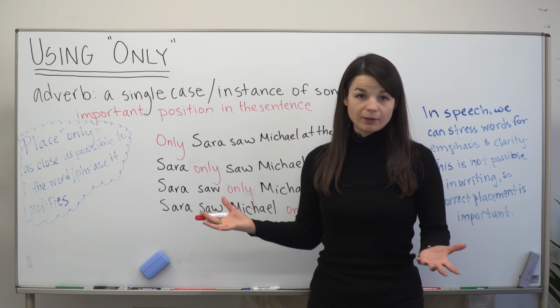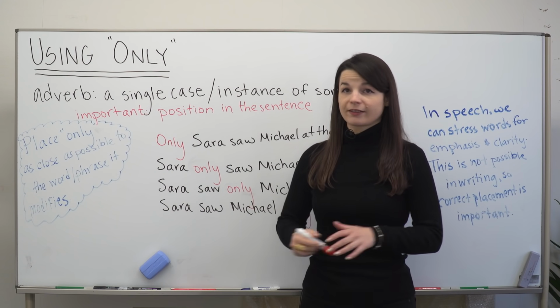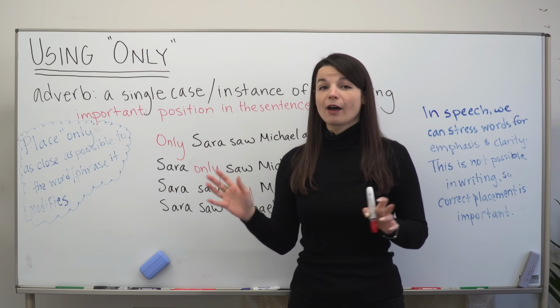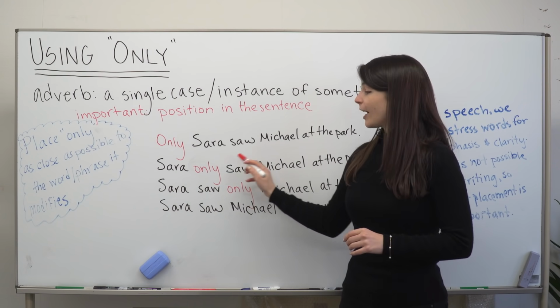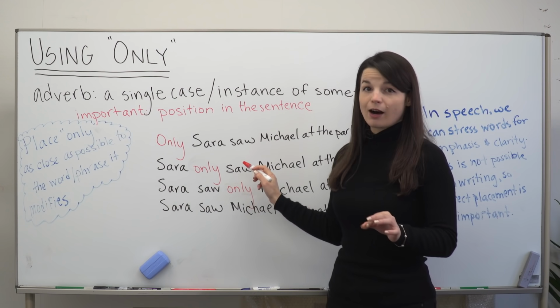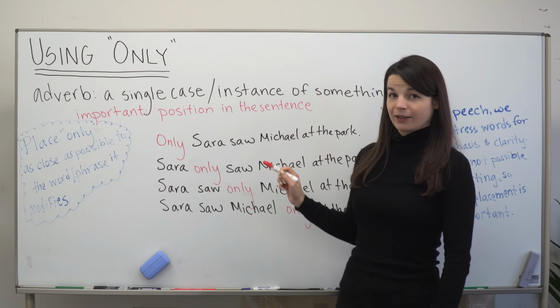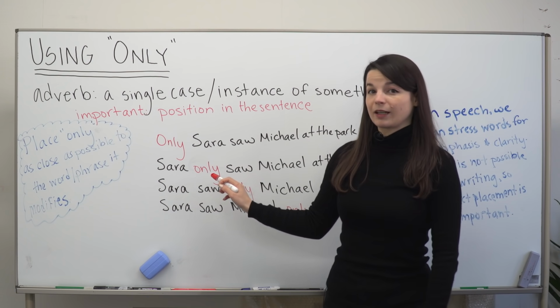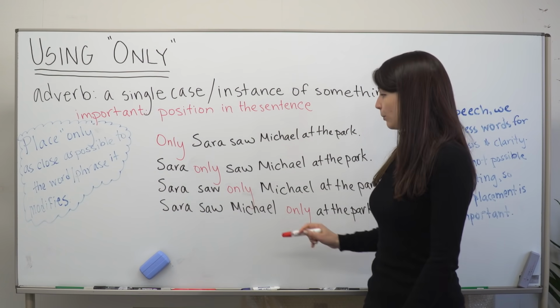Sarah did not wave to Michael. Sarah did not greet Michael. Sarah did not throw something at Michael. Whatever. There was no other action. The only action, the single action, the sole action was that she saw Michael. Sarah only saw Michael at the park. So the placement before the verb gives us this meaning. Let's look at one more example.